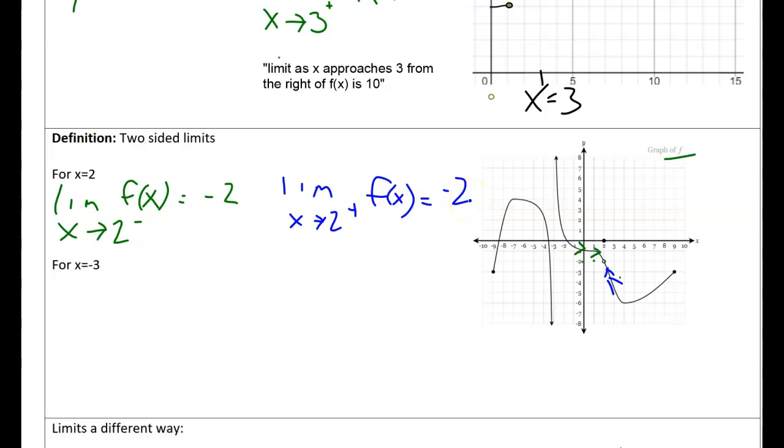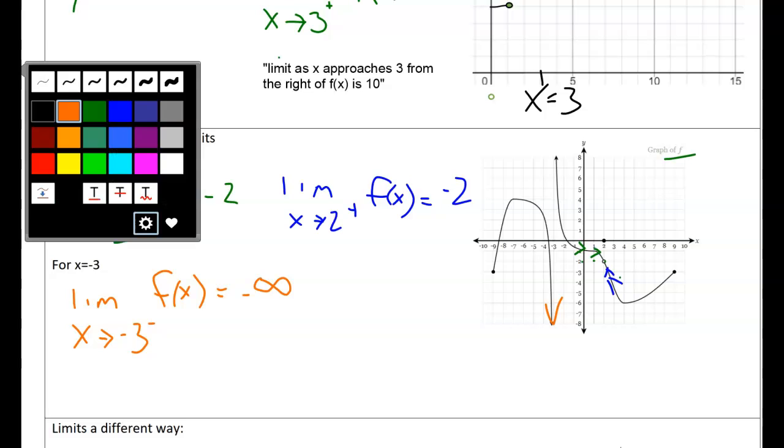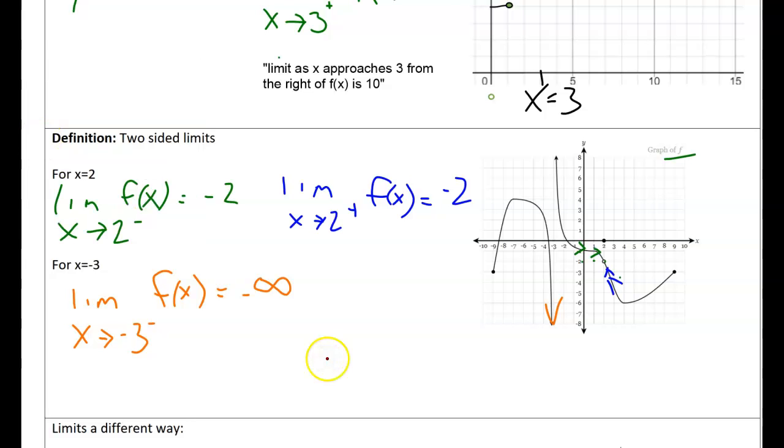So those two limits are the same, right? So I'd say the left and the right limits are equal to each other. Now, when I look at negative 3, that is not the case, right? So same thing, the limit as x approaches negative 3 from the left-hand side of f of x, well, we go down forever at that point. So it is negative infinity. And then from the other side, notice I'm going now in the opposite direction. So as I approach negative 3 from the right, I'm going to positive infinity. So these are not the same.